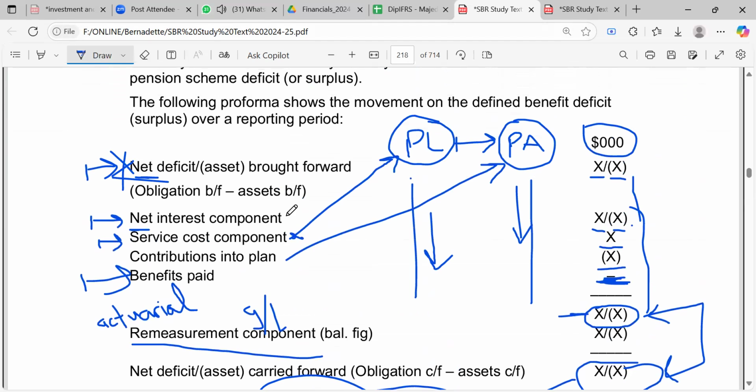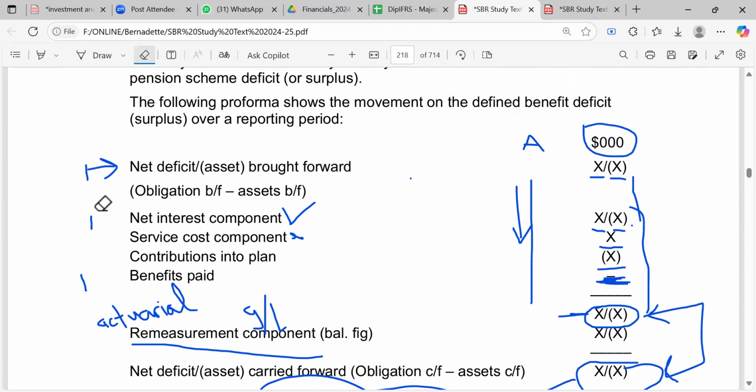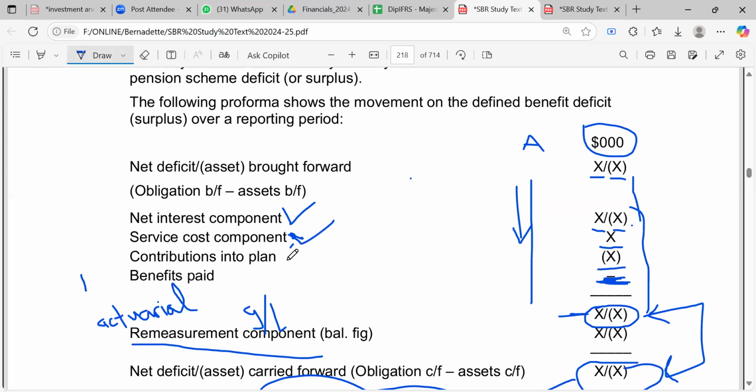Net interest component goes to the statement of profit or loss, right? If the net assets were high, of course it will be an income. If the obligation was higher, then this would be an expense. Service cost component is also an expense, right? To the income statement. Contributions go to the statement of cash flows. You have to get this right.